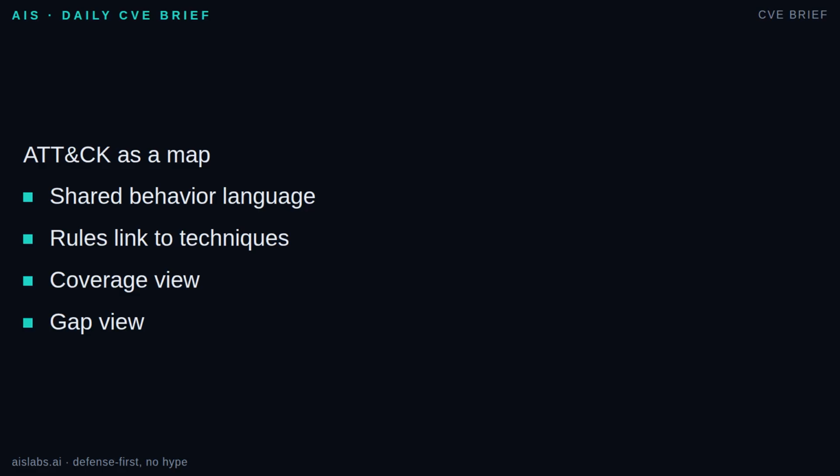SIEM MITRE ATT&CK mapping means you connect each SIEM detection rule to the ATT&CK technique or techniques it is meant to detect. In NIST-style terms, this supports the detect and respond functions. It helps teams understand what their monitoring can see, where response playbooks start, and which risks still need control improvements.